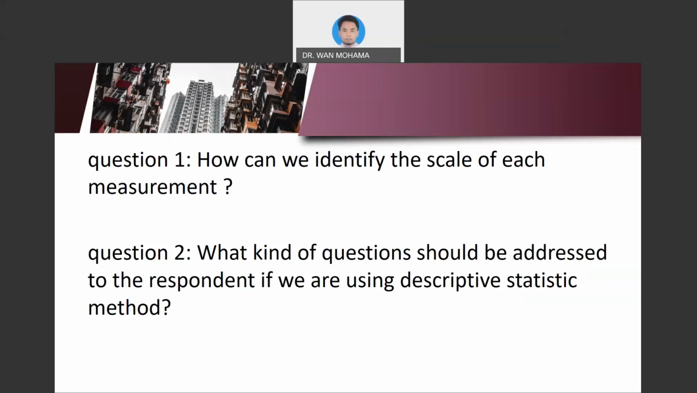And then what kind of questions should be addressed to the respondent if we are using the descriptive statistics method? This is so simple. In a questionnaire, you have to develop 2 sections. Section A is about the demographic profile. Section B is about the items related to the factors that you will discuss in your research. For the demographic profile, usually the researcher will ask about their gender, education, monthly income, status, religion, race, and so on. This is an example of descriptive statistics.